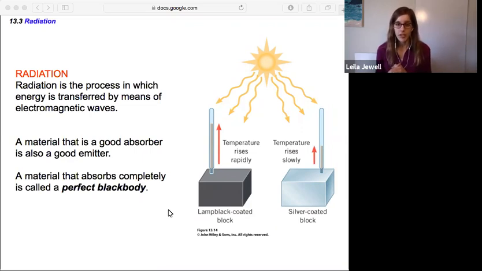Versus if you have a block that's coated in silver, the temperature of the block is going to rise much more slowly. It's reflecting a lot of the heat, the radiant energy from the sun, away. So it's not changing the temperature nearly as quickly. This idea of being a good absorber and a good emitter, how good it is, is captured in something known as the emissivity.